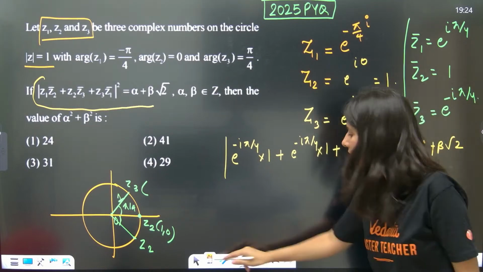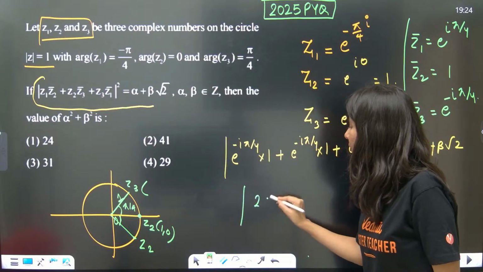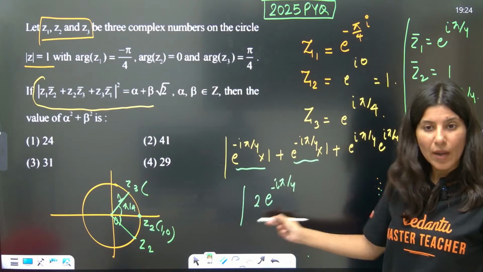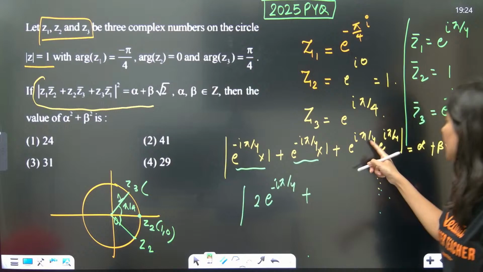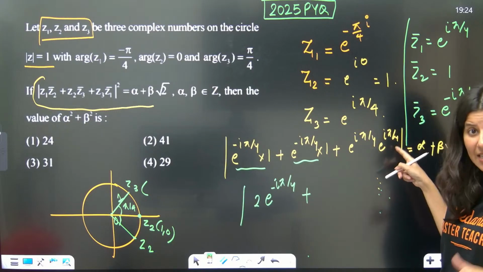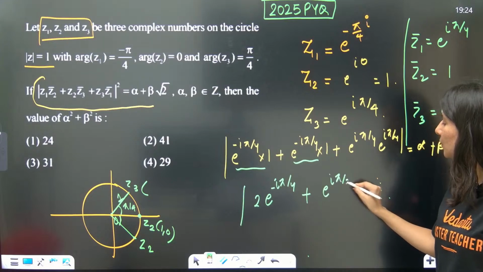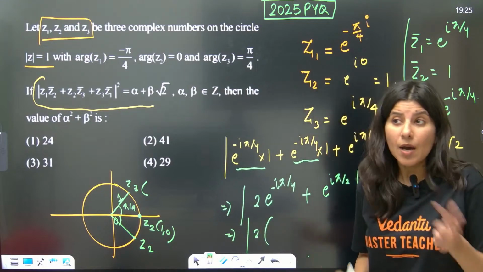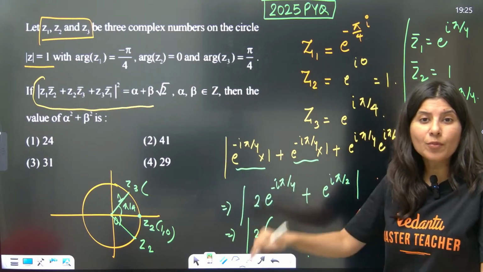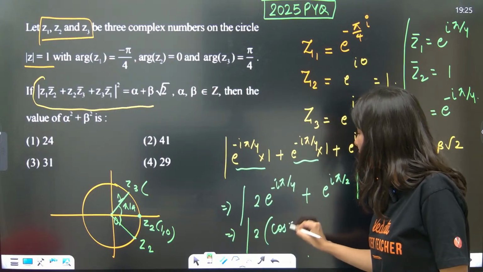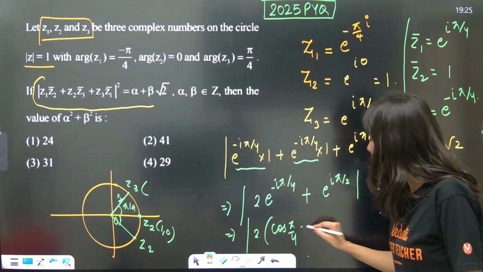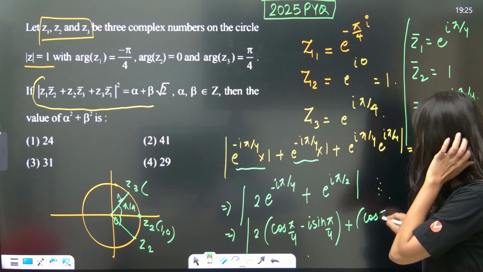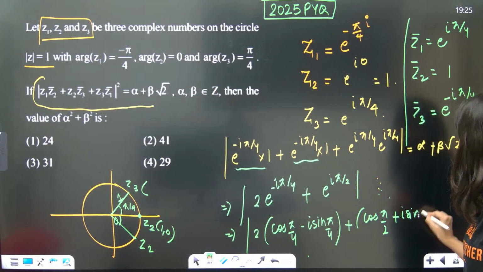We just need to solve it. So what is this? Tell me. Mod of 2 e power minus iota pi by 4. See, if you add these two, it is twice of e power minus iota pi by 4, plus, now, e power iota pi by 4 plus iota pi by 4 is e power iota pi by 2, modulus squared. Now, this is 2. Remember, Euler's form to polar form. Cos of minus pi by 4 is cos pi by 4. Sin of minus pi by 4 is minus iota sin pi by 4. Plus, this is cos pi by 2 plus iota sin pi by 2.